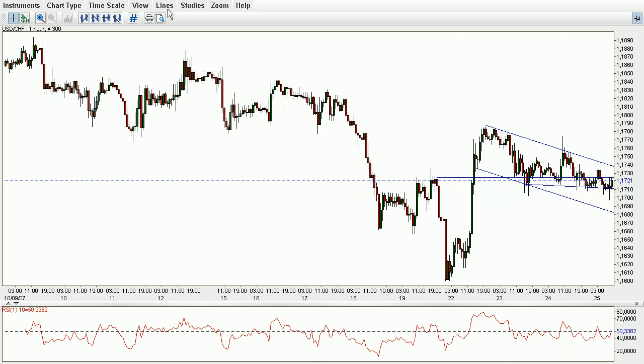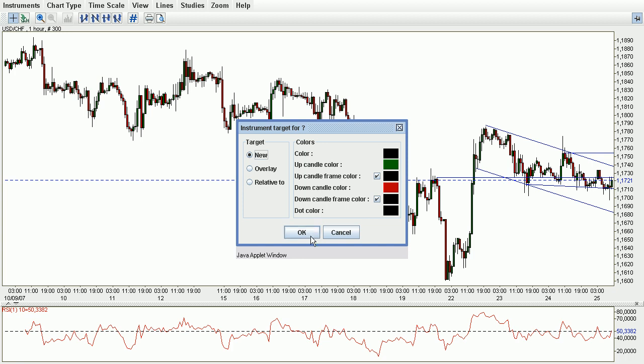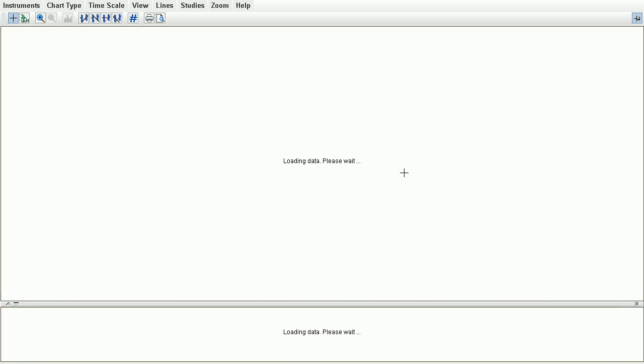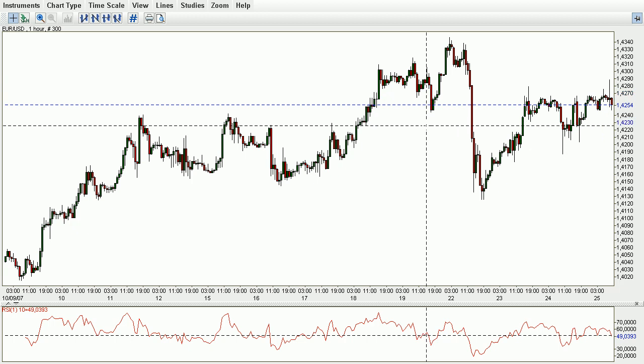So pretty much we should be expecting to see a break above this boundary here, and trying to spot what is happening with the euro dollar, for example, because these pairs are negatively correlated, and if the one goes up, the other is expected to go down.